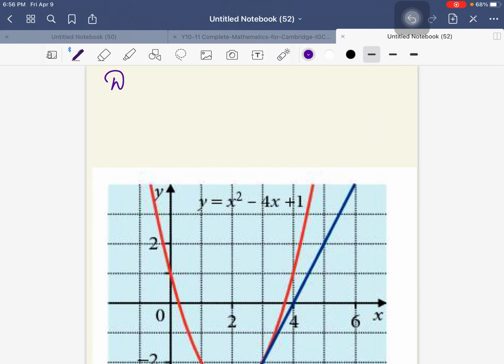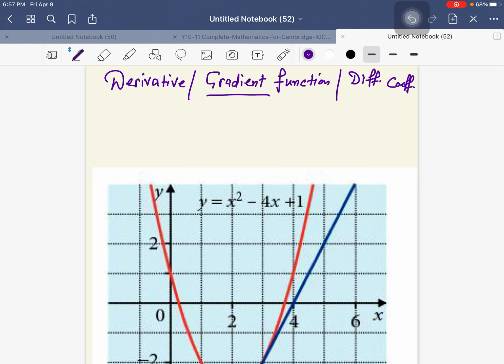So we can call this derivative or gradient function or differential coefficient in the short form. So basically, derivative by definition is nothing but a gradient function.